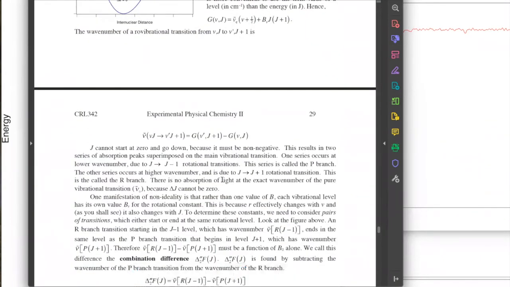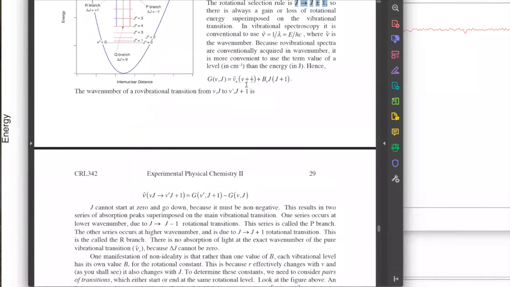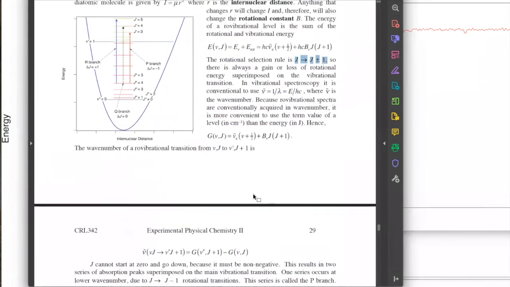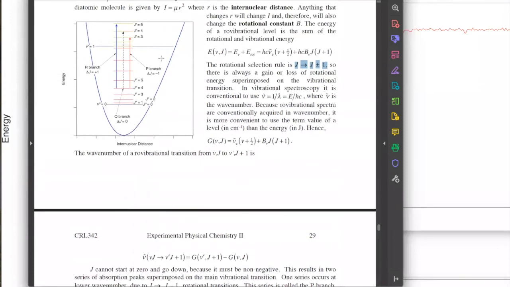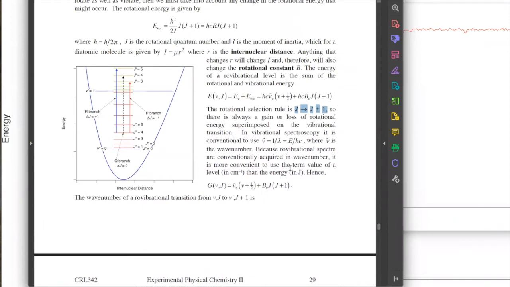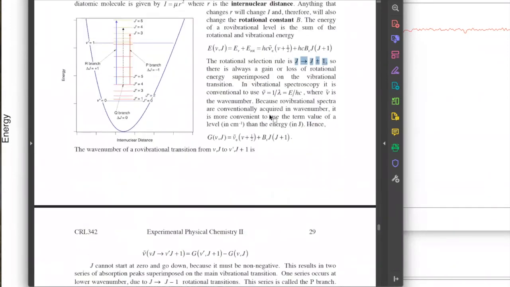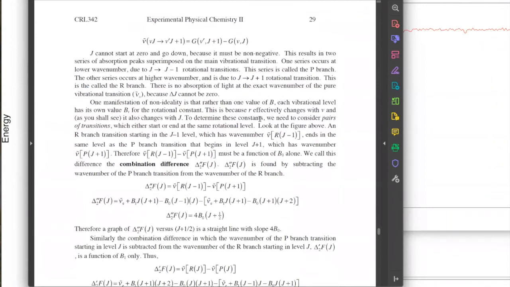All right, so now what we want to do is express the energies of the states not in joules, but in inverse centimeters. And then we call that the term. This is the rovibrational term. It's the vibrational energy plus the rotational energy expressed in inverse centimeters. And that way we can get the wave number of a transition. It'll just be the energy difference between the two states involved in the transition. And if we have expressions for those, then we can calculate what the frequency of each transition is.